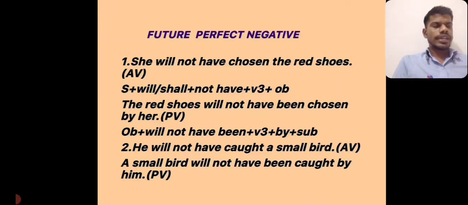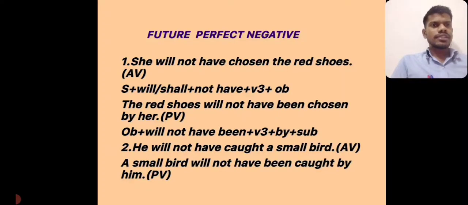Second sentence, you can see the second one: write, wrote, and then written. Write, wrote, and written. Here all three verbs have three different forms. So these kinds of things we have to know very well. Come to the future perfect negative.